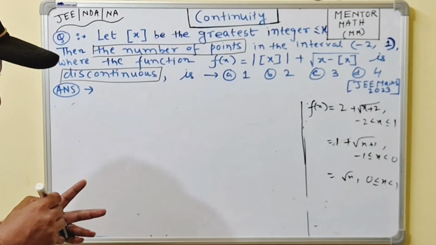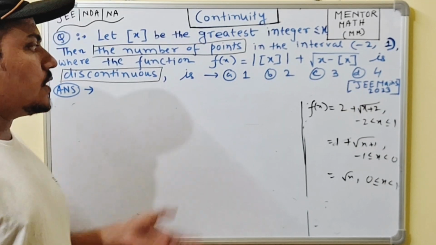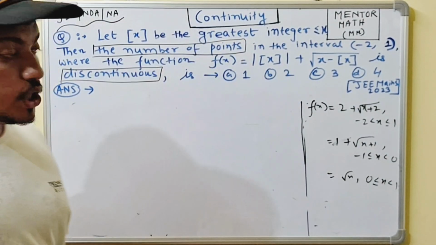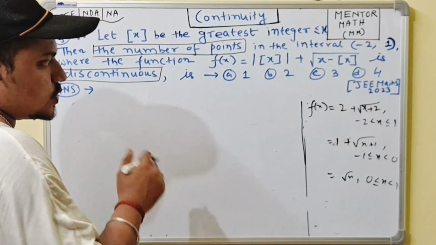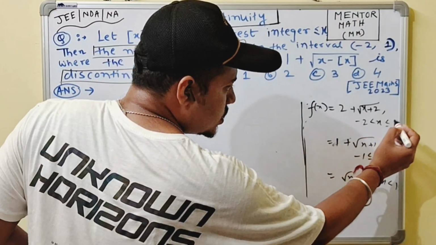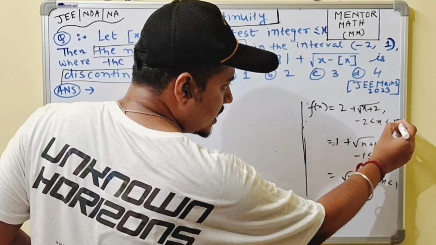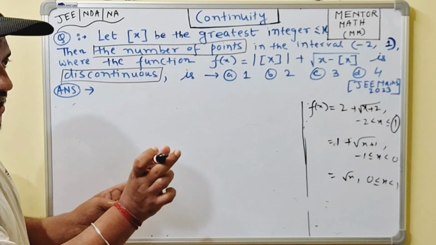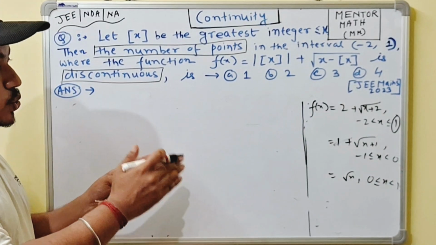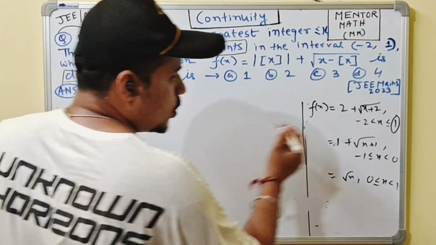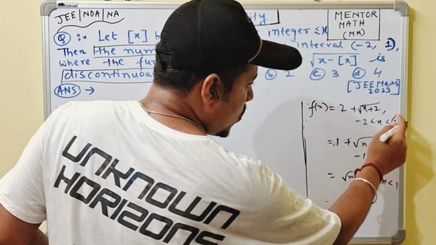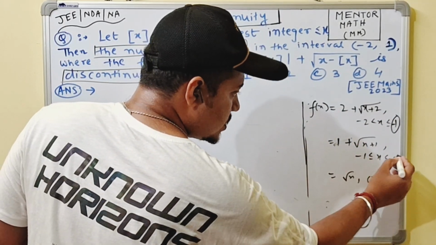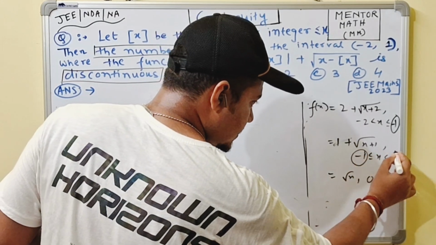So this is the definition, this is the behavior of the function in that particular partition of the interval. Okay, now your job is, you have to check the function is continuous or discontinuous at which point. So first of all, look at this: you have to check 2 points. In between minus 2 to 1, there are 2 integers, one is minus 1 and another is 0. This is minus 1 and this is 0.